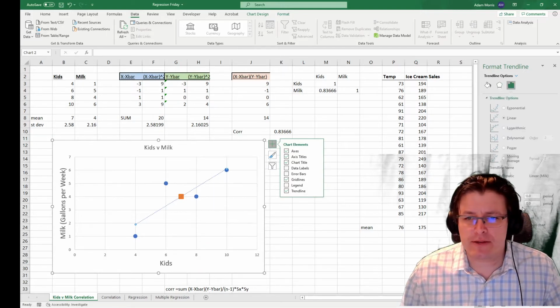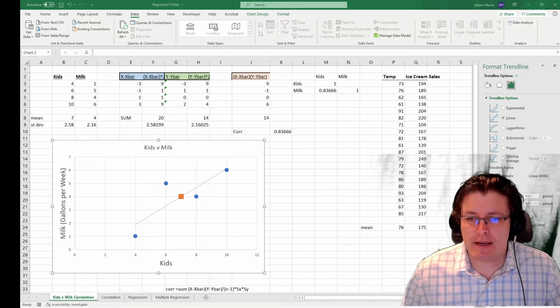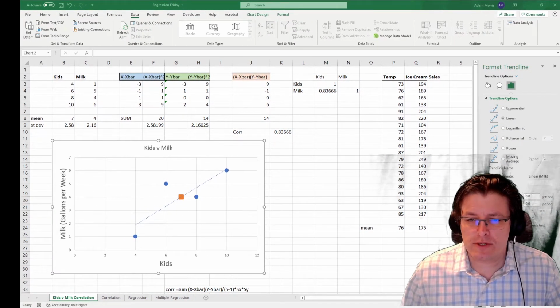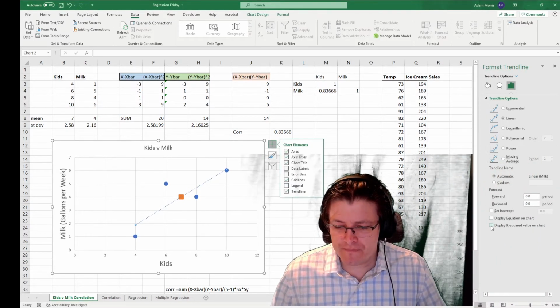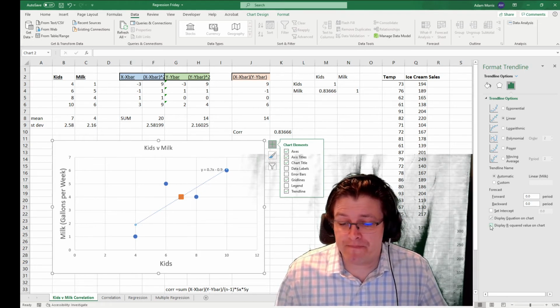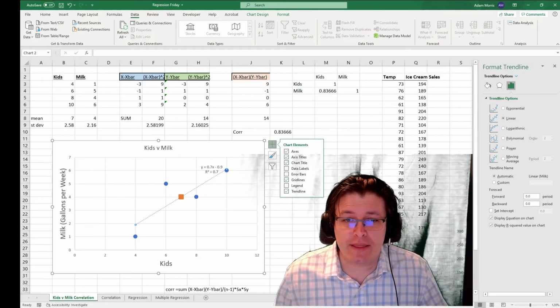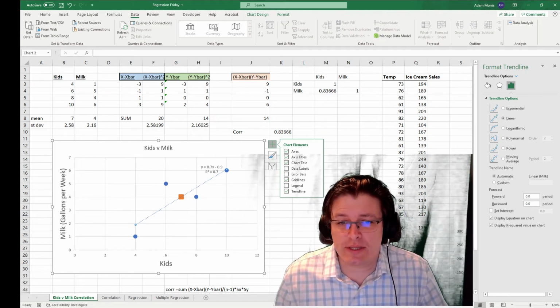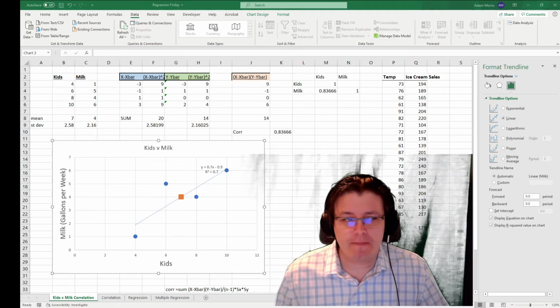Again, I'm just going to format the trend line and get that value back up there. I'm displaying the equation on the chart. Also, you can add in the r squared. So we briefly talked about this the other day. Remember, that's just r times r, so 0.8366 squared is going to give us 0.7, so that also can be put up there.